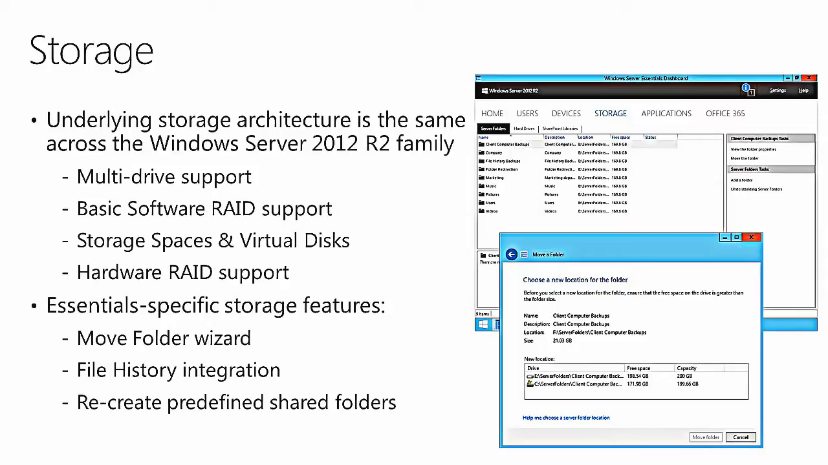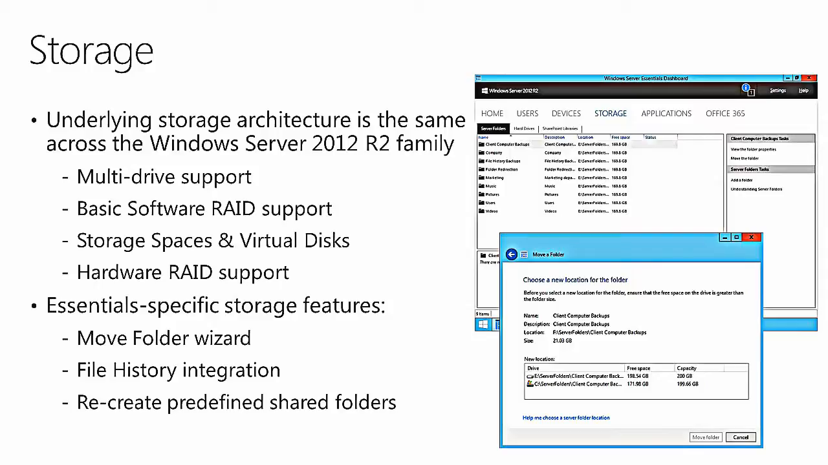So some of the things that Essentials just kind of helps out with, makes a little bit easier, is a wizard for moving folders from one volume to another, one drive to another. Nothing super secret or magical about this, but it just takes care of all the details in terms of copying the data, assigning the appropriate access control lists, and all of these things.